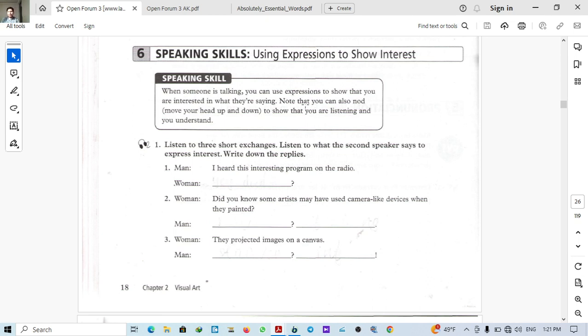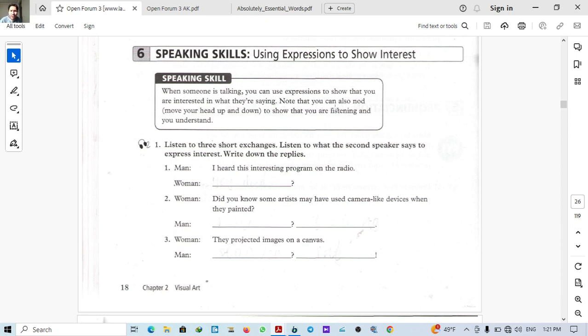So this is basically culturally different. In Afghanistan, when I'm listening to somebody, if I would like to show interest, I say, oh, yes, okay, something like that. But in some other cultures, maybe it is a little bit different. But here, in the speaking skills, when someone is talking, you can use expressions to show that you're interested in what they are saying.